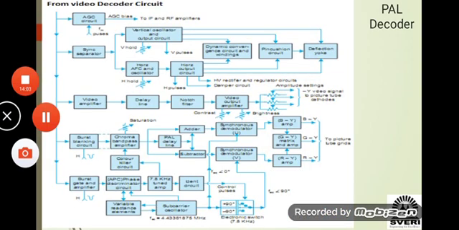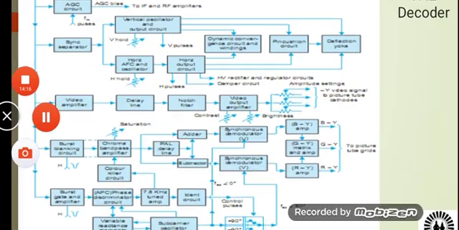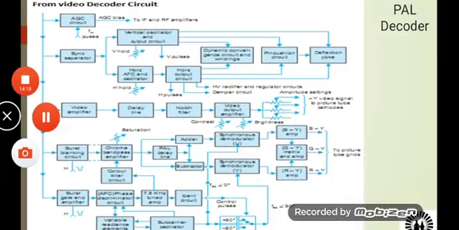Now this is the PAL decoder. Whatever has happened at the transmitter, we need to go for exactly the reverse process. The transmitter side we have already seen in NTSC. Almost the working will be exactly the same. There are a few blocks which will change.